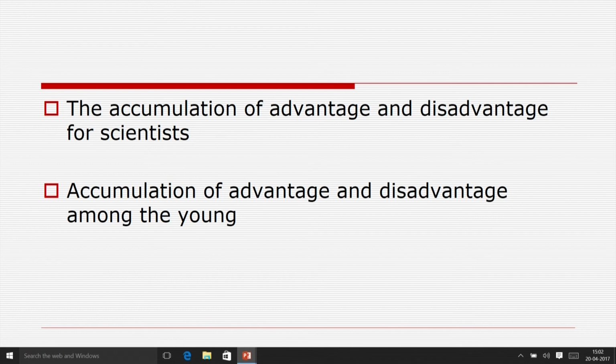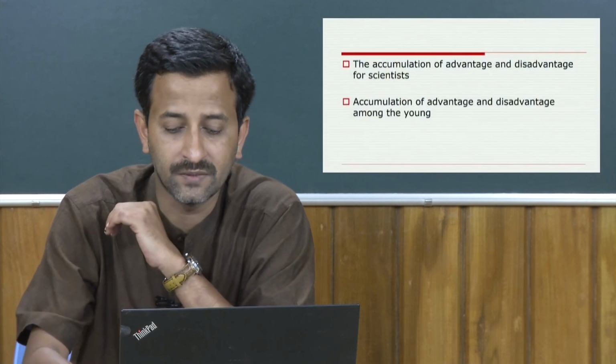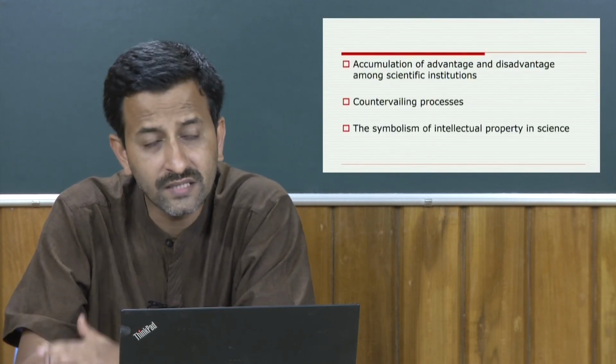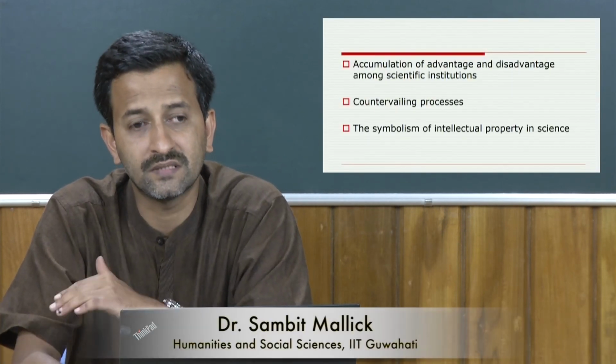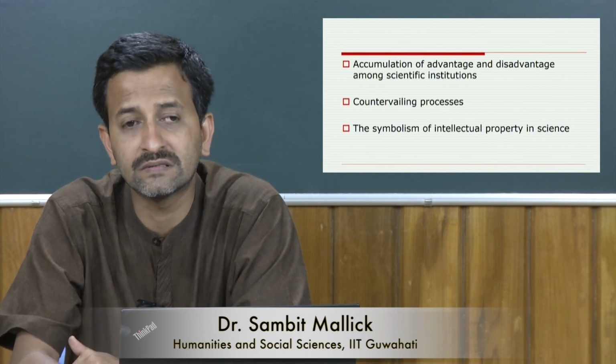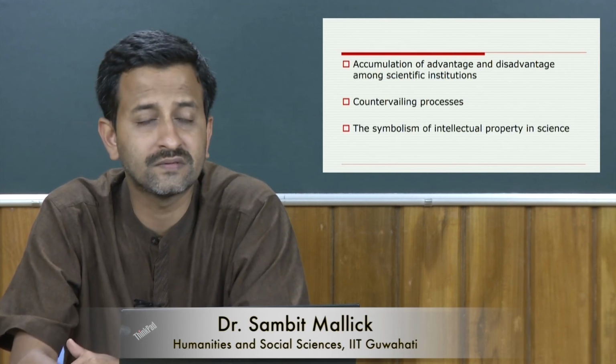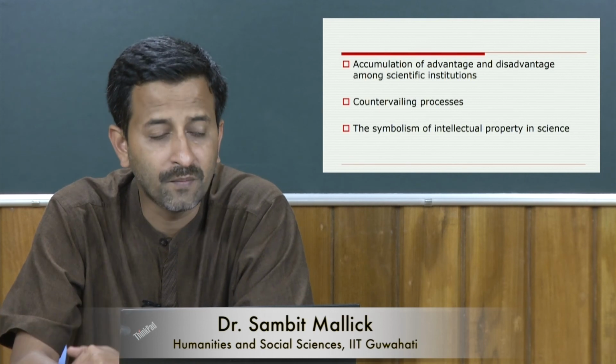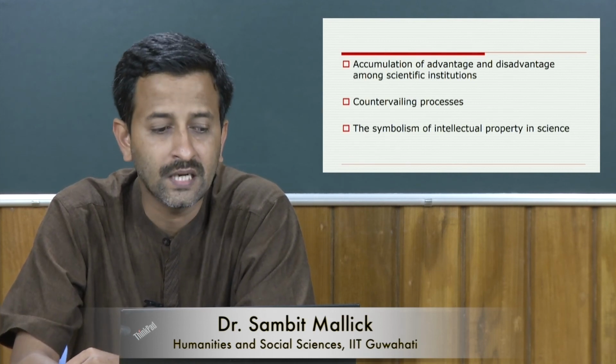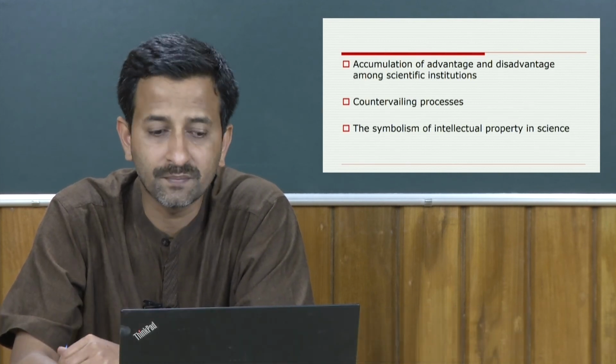And then we have discussed the accumulation of advantage and disadvantage for scientists. In the lectures to follow, we are going to discuss the accumulation of advantage and disadvantage among the young scientists, the accumulation of advantage and disadvantage among research organizations, scientific institutions, research institutions and so on, followed by countervailing processes and the symbolism of intellectual property in science.